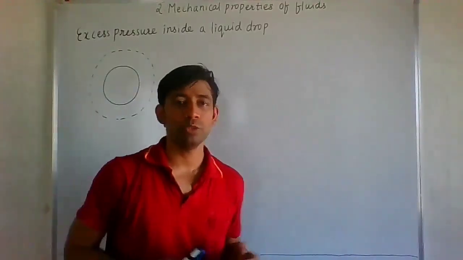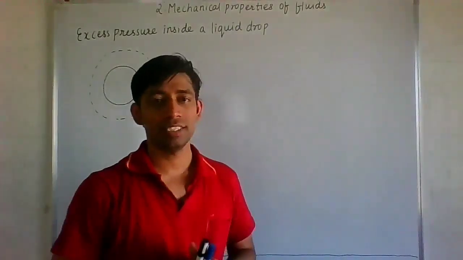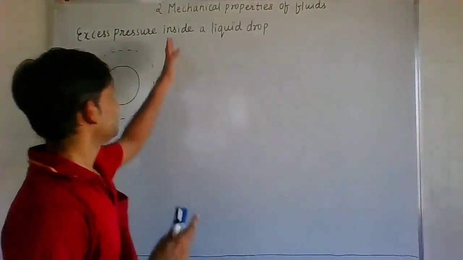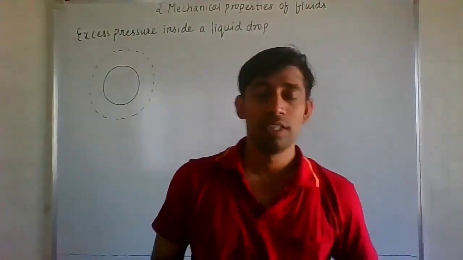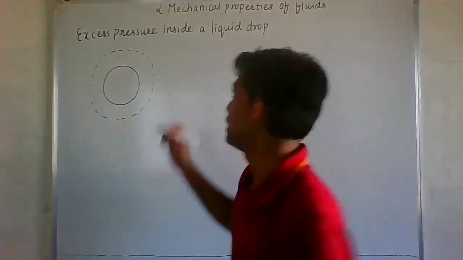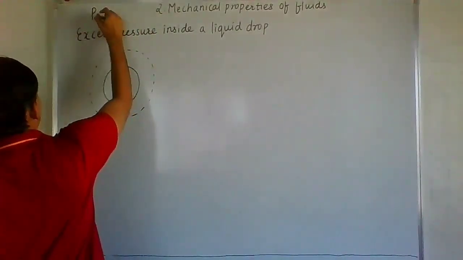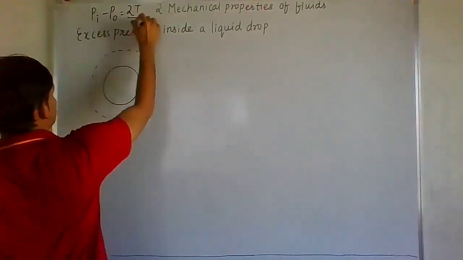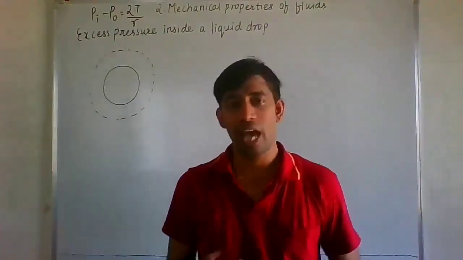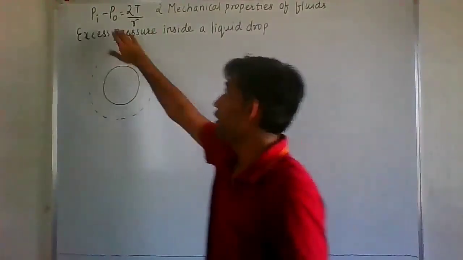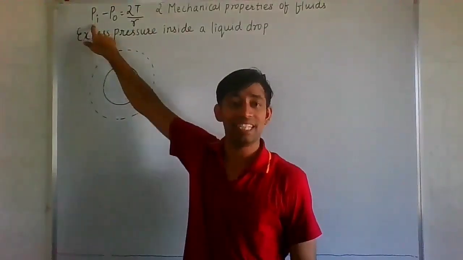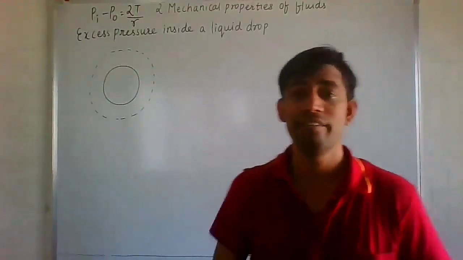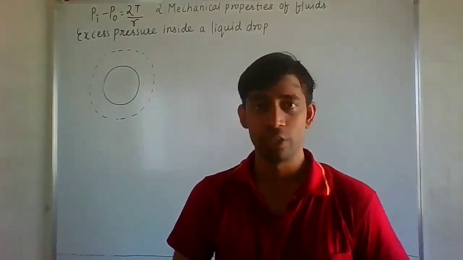Okay students, let's move on to the next derivation, which is finding out the formula for excess pressure inside a liquid drop. The last formula that we will come across is Pi minus Po is equal to 2 into T upon R. This will be our last formula. First of all, understand this. This is pressure inside minus pressure outside, which will be equal to 2 into surface tension divided by the radius of that liquid drop. Okay.